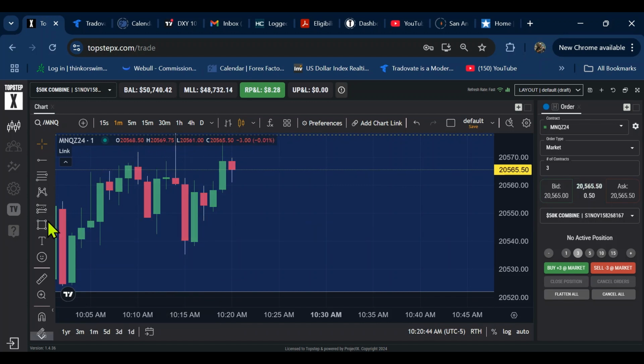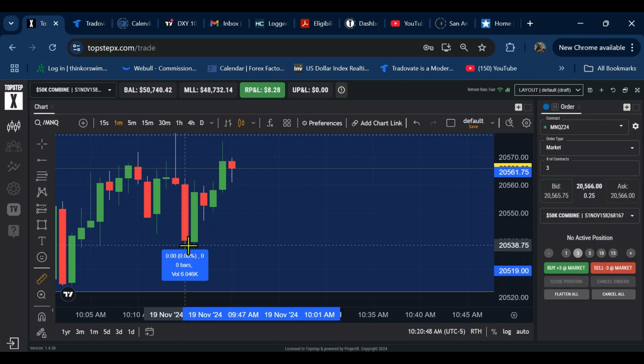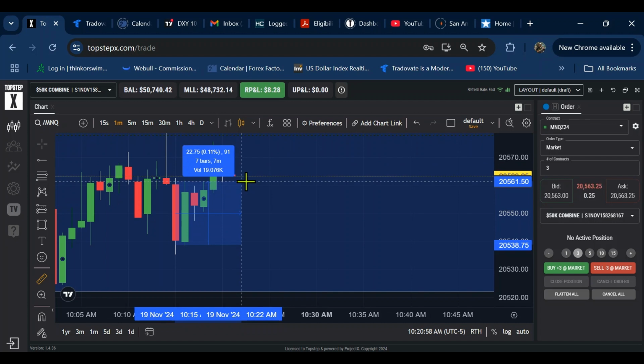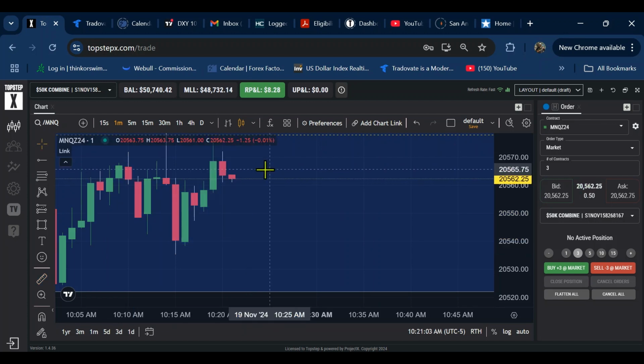How many points is that pullback? We take out that low. I'll measure that green candle right here. Watch. Right there. That's 23 points. On 1 micro, that's $46. On 3 micros, that's $120. That's not bad. It's not a bad little trade.